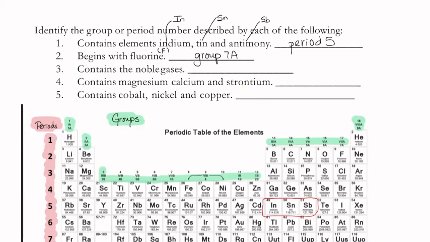Awesome. I see people participating in the chat. Excellent. This is group 8A. Next one. This period or group is going to contain magnesium, calcium, and strontium. Magnesium is Mg, calcium is Ca, strontium is Sr. So what are we talking about? Great job, Katie and Daisy. You guys are getting the hang of it. Great job, Marisol. Yep, this is group 2A.